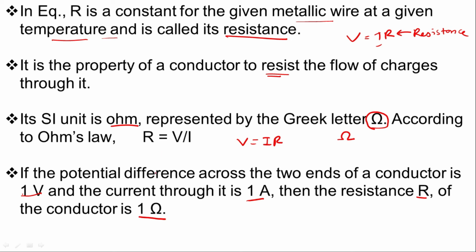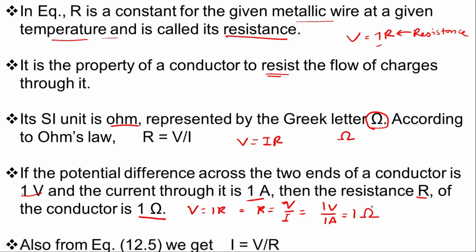So your examiner can ask a question: define 1 ohm. You have to define it as follows: if the potential difference across the conductor is 1 volt and the current through it is 1 ampere, then the resistance R across the conductor will be 1 ohm. From Ohm's law, V is equal to IR. If we make R the subject, we can write R is equal to V by I, and here V is 1 volt and current is 1 ampere. So the answer obtained is 1 ohm.